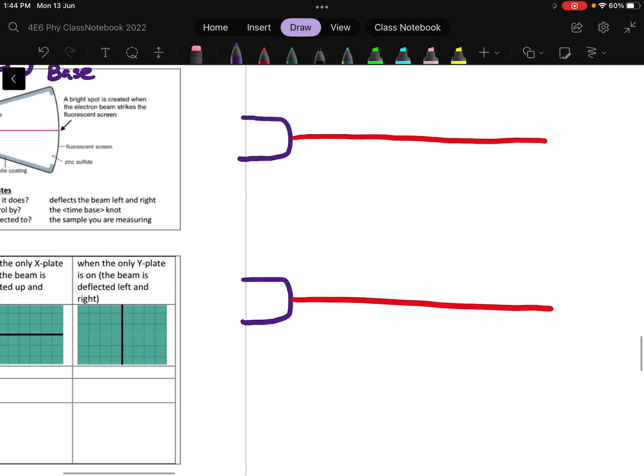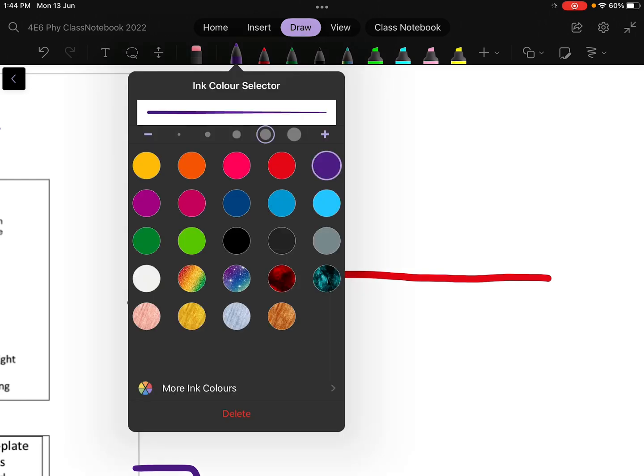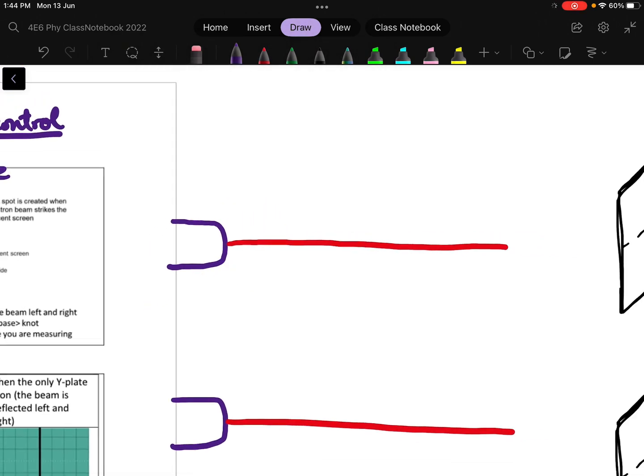Okay, what does this do? So what happens is that, let's say you have a beam coming out from the ray emitter. This red color beam is the beam of electrons. Then you will have a plate over here, and then you will have another plate over here. This plate is called the X plate.